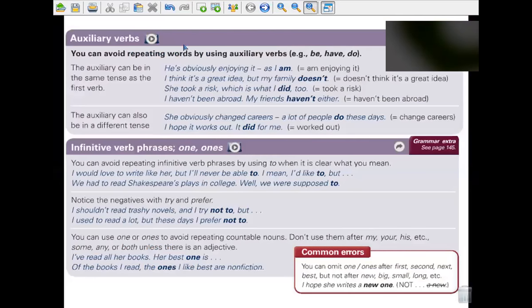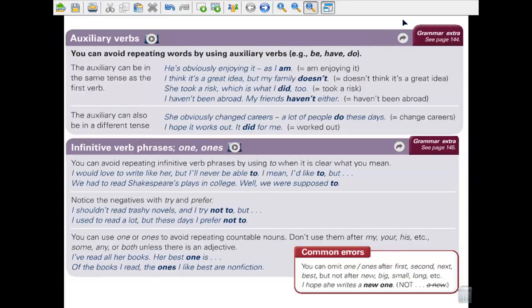Remember that we have already studied this. We can use auxiliary verbs in order to avoid repeating words. But for that, we have to pay attention to the first sentence. You can see in your book that we have a sentence like this: He is obviously enjoying it, as I am. We are using am here because the first sentence is with the verb to be.